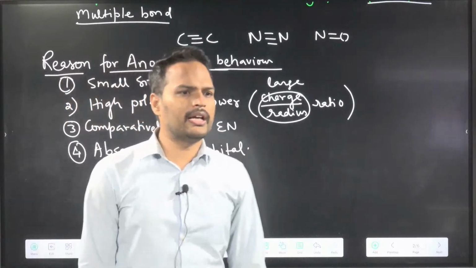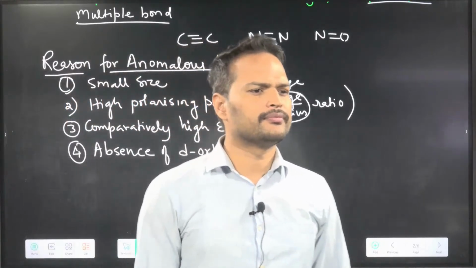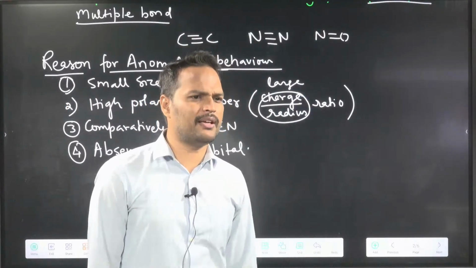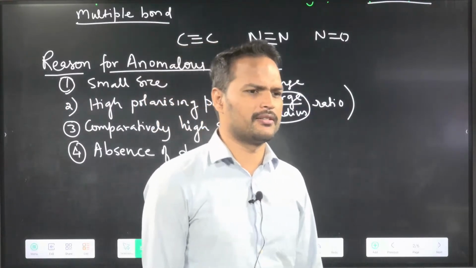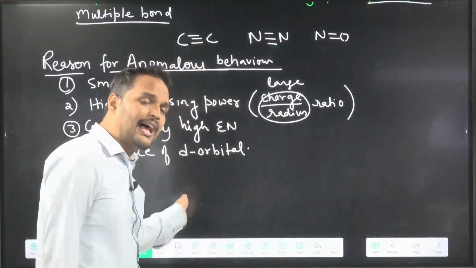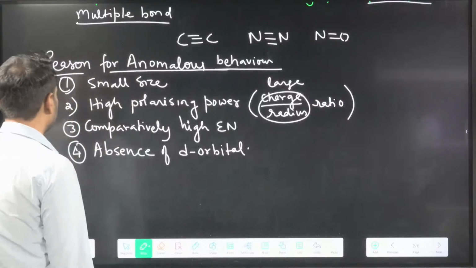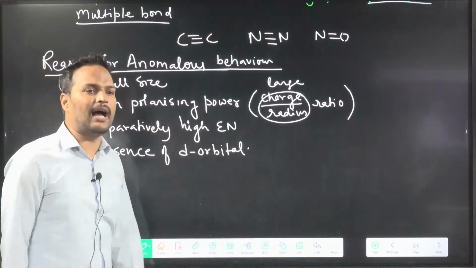You know electronegativity. Aarti, you are coming in the class for the first time, I think. Before this you attended the lectures. This is the last topic or last class of periodic table. Is it clear? Comparatively high electronegativity.